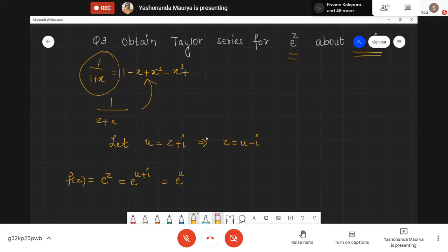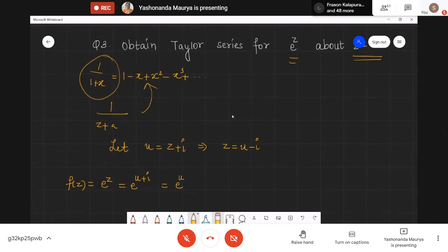ये यहाँ पे प्लस है क्या? अच्छा, यहाँ minus पे, i. अच्छा, I made a mistake in writing here. Yeah, this will be minus i. Okay, into e raised to minus i. So this is e raised to minus i into e raised to u.